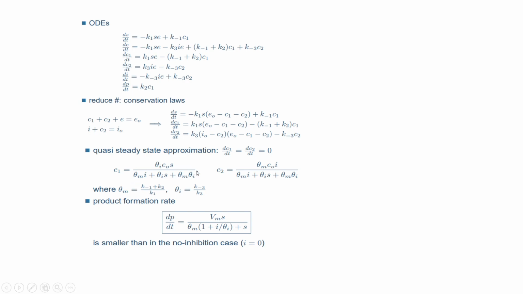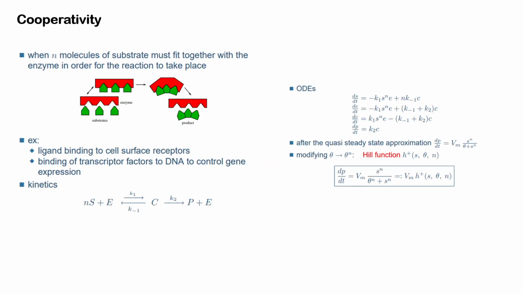So from there, these thetas are different parameters for the different elements, and you can solve it using the values of these parameters, and you can get the product formation rate like this, where your Vm is basically the maximum rate, and you get something like this. We'll come to this equation in a little bit when we study the Hill function.